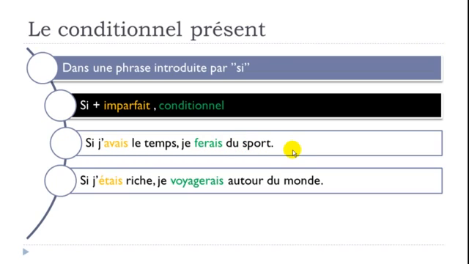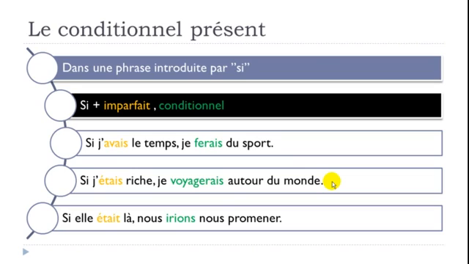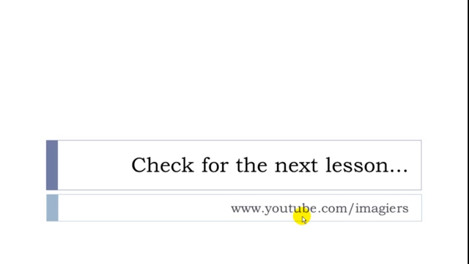Okay. Another example. Si j'étais riche, so riche, rich, était, it's to be, remember. Je voyagerais, voyager is to travel, autour du monde, around the world. And then the last one. Si elle était là, so être, to be, là, here, nous irions, so remember it was to go, aller, and it becomes ir, irions, nous promener. Okay, so se promener, to have a walk. Okay, that's it. I hope it was clear.